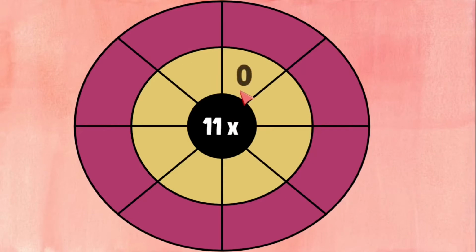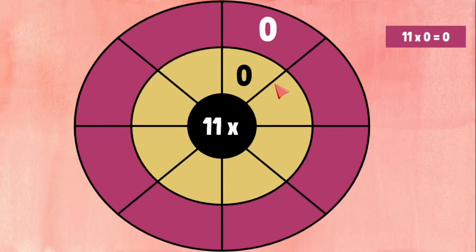Today, we will learn how to multiply by 11. 11 times 0. We have 11 groups with 0 inside. So if we count up everything inside of our groups, we know we get 0. 11 times 0 equals 0.